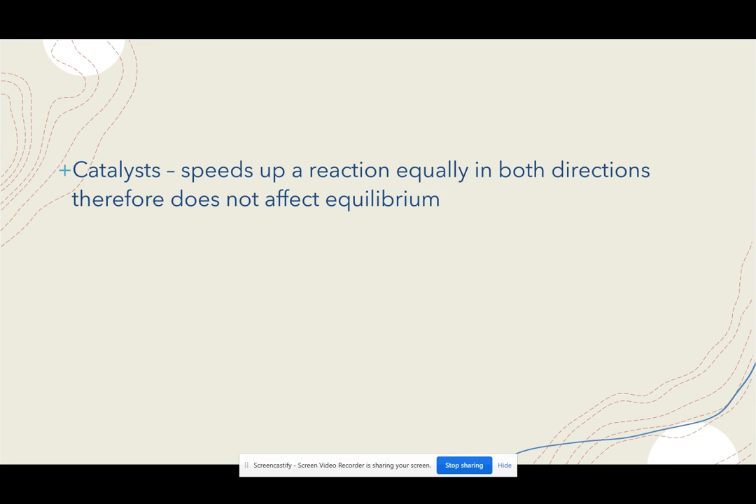Catalysts speed up reactions equally in both directions, and therefore do not affect equilibrium. So, you might get thrown a question about which way will it shift if you add a catalyst. The answer is there's no change because the catalyst speeds up the forward reaction and the reverse reaction equally.